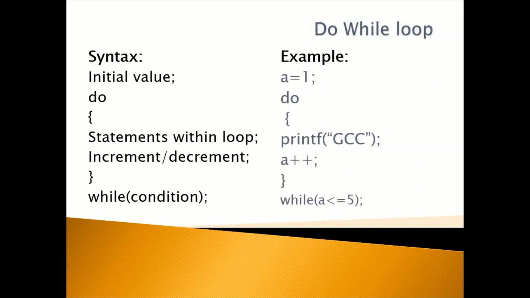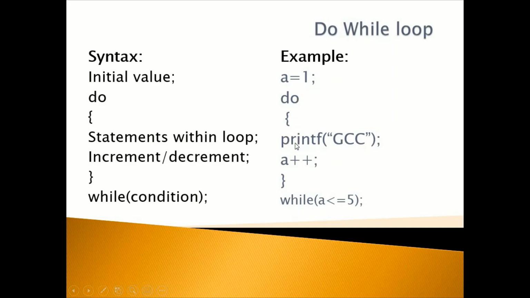Let us see the syntax of do while loop. Initial value, do, inside the loop, statements within the loop, increment, decrement, and here the condition is tested after execution of the statements. While condition. Let us take example of printing GCC 5 times, how it can be done with the do while loop. A is initialized to 1, do, condition is not tested before we enter.